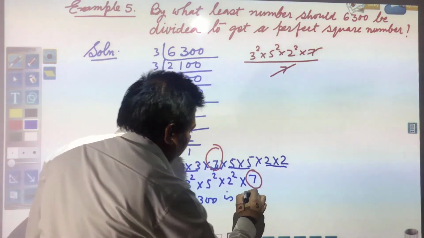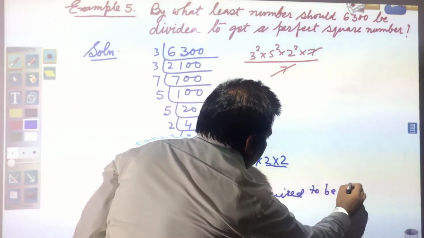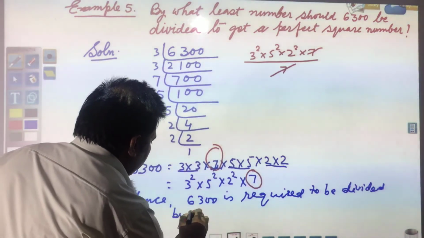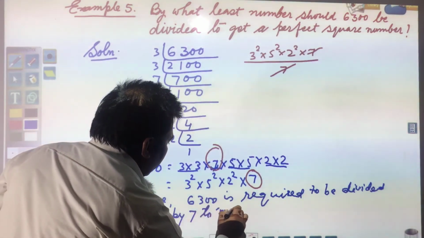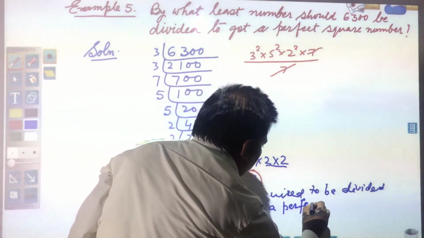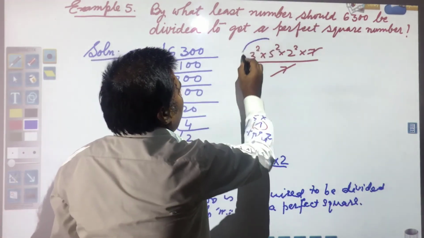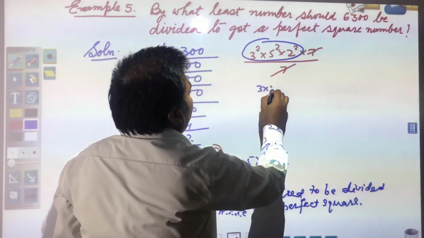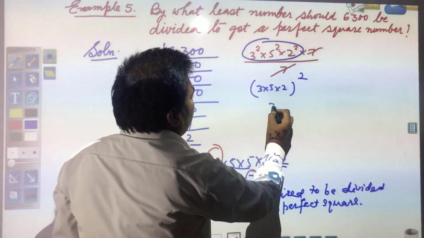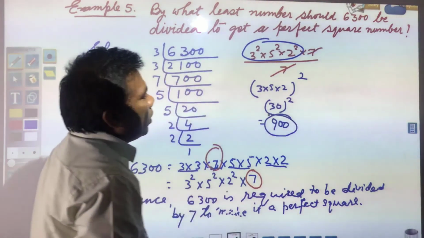Hence 6300 is required to be divided by 7 to make it a perfect square. And the new number, if you want to find out, you can find out by this: 3 into 5 into 2 square. It means 5 3s are 15, 2s are 30, 30 square, it means 900. This will be your answer.